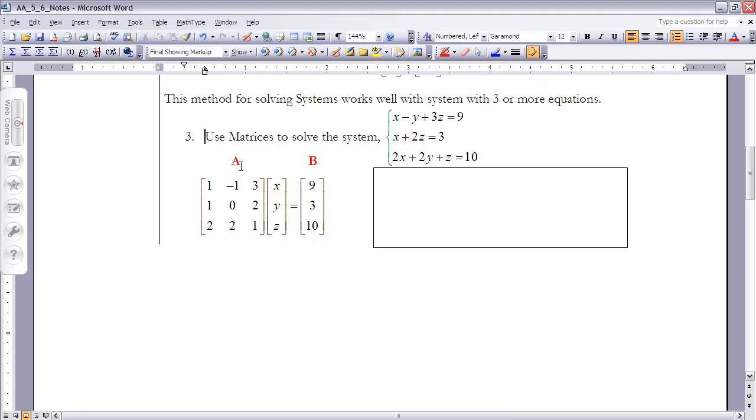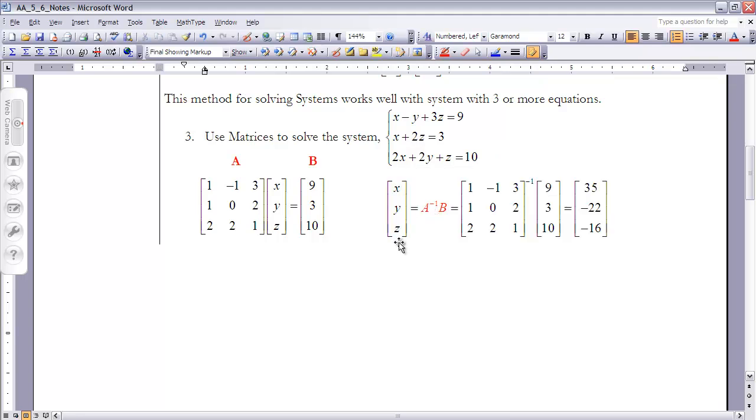Okay, so I'm going to call my first matrix A, this coefficient matrix, and the second matrix B, our constant matrix. So if I'm going to solve this, if I multiply both sides of this equation by A inverse, I will have what I'm looking for. So that's exactly what I'm going to do. I know that x, y, z will be equal to the inverse of A times B, which is the coefficient matrix inverse times 9, 3, 10. And if I multiply that out on my calculator, I get 35, -22, -16.